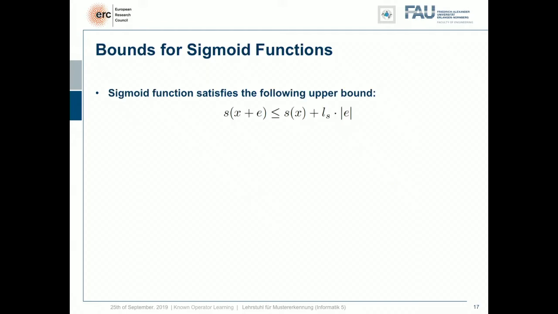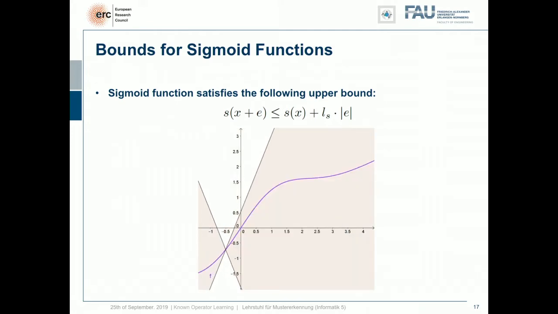And I'm just using essentially a Lipschitz approach for approximating these bounds. And the nice thing with the sigmoid function is it has a Lipschitz bound. So there is some maximum slope. And I can just linearly extrapolate in order to get an upper or lower bound. And I'm just using this idea.